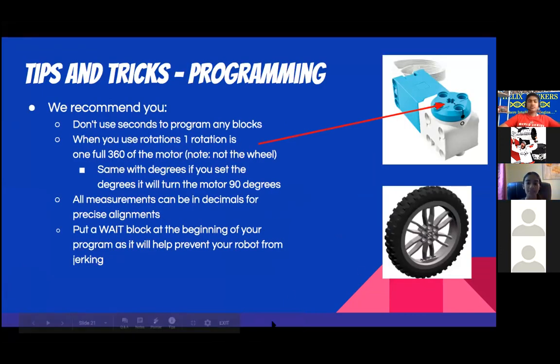Tips and tricks, programming. We recommend you don't use sensors to program any blocks. When you use rotations, one rotation is one full 360 of the motor, not the wheel. Same with degrees. If you set the degrees, it will turn the motor 90 degrees. All measurements can be in decimals for precise alignment. Put a wait block at the beginning of your program, as it will help prevent your robot from jerking. Don't use seconds since this is very inaccurate and rotations and degrees are way more accurate than seconds.